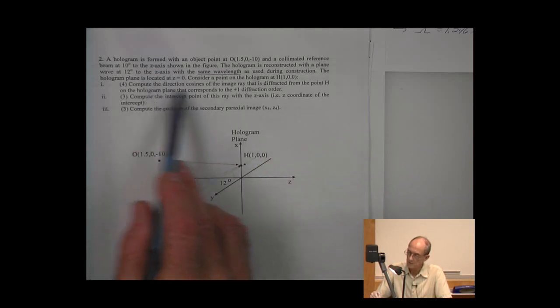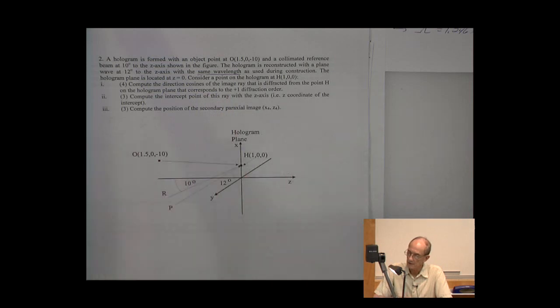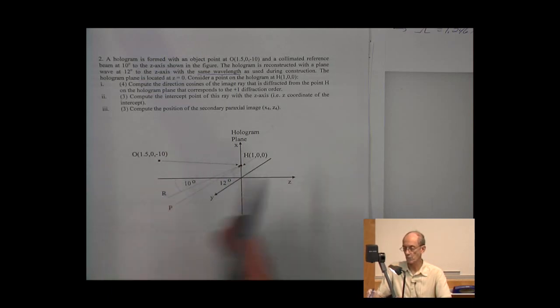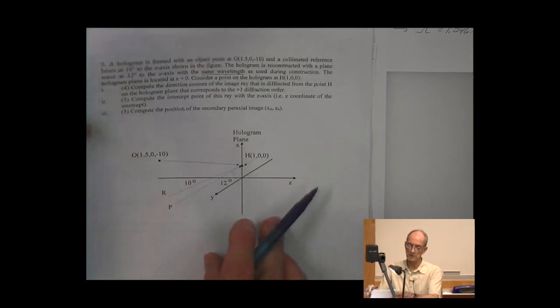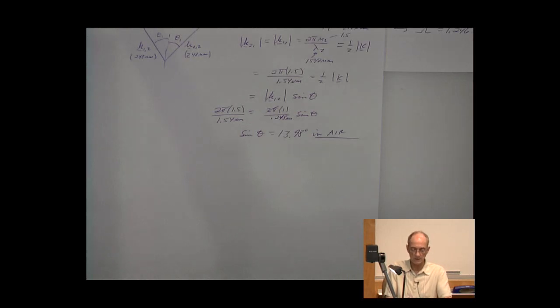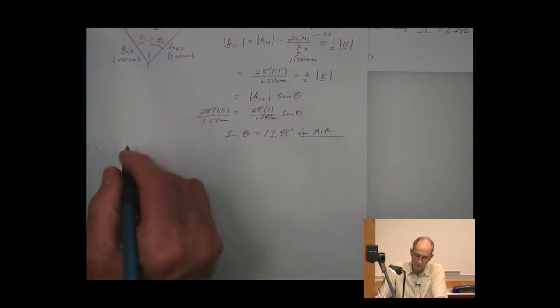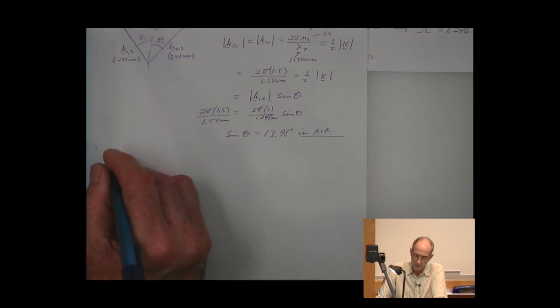So the first question is compute the direction cosines of the image ray that is diffracted from the point H on the hologram plane that corresponds to the +1 diffraction order, okay? So here's our point. So we need to first form the direction cosines for the construction rays and the reconstruction rays, okay? And then from that, we can use the ray trace relation to get the image direction cosines, all right? Okay, so first off, let's look at the reference beam.